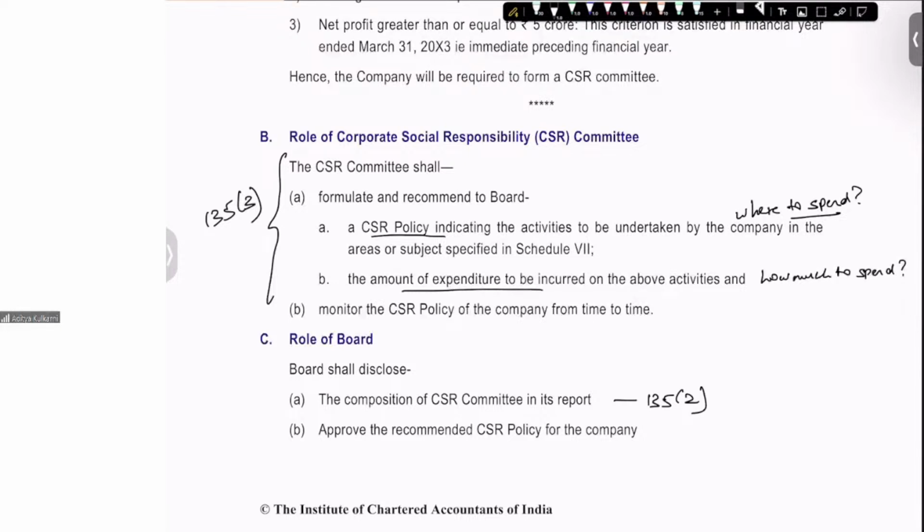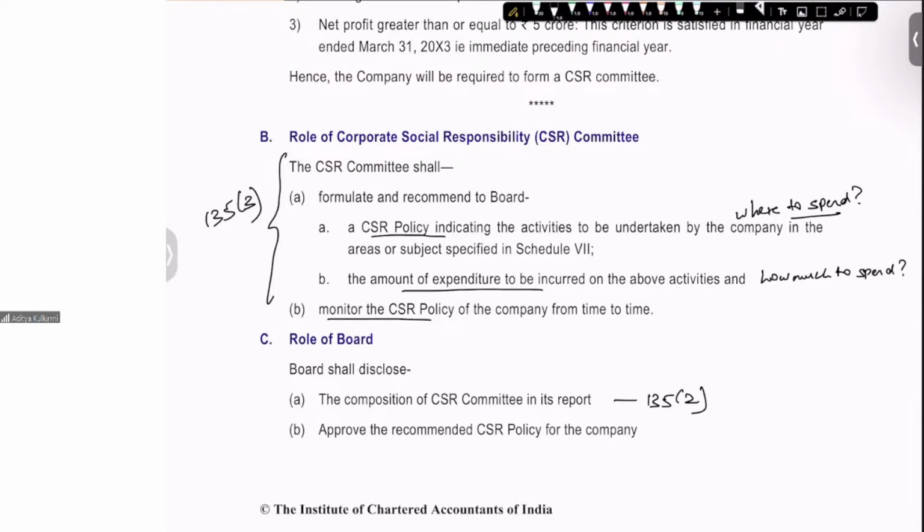So these 2 questions are what the CSR committee will answer. Where should the company put its CSR spends? And the second one is how much to put. And finally, it shall monitor the CSR policy from time to time. So this is what 135(3) tells the company to do.